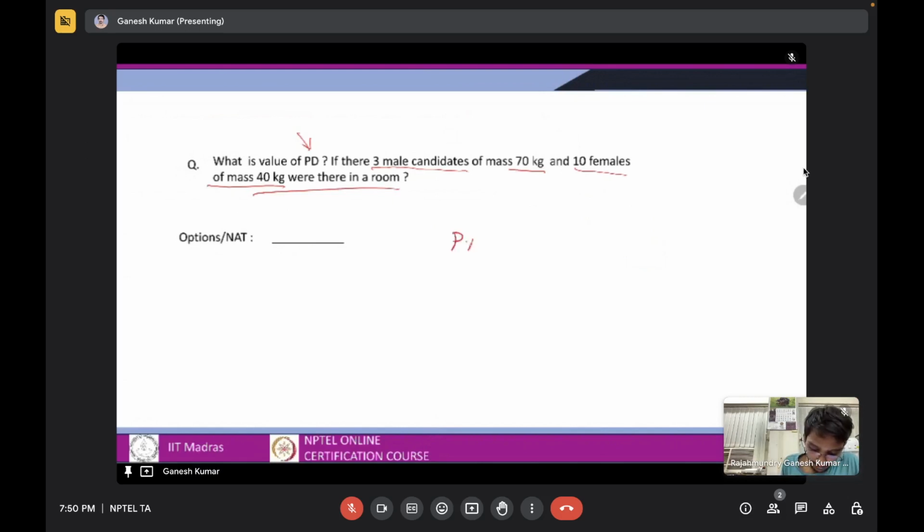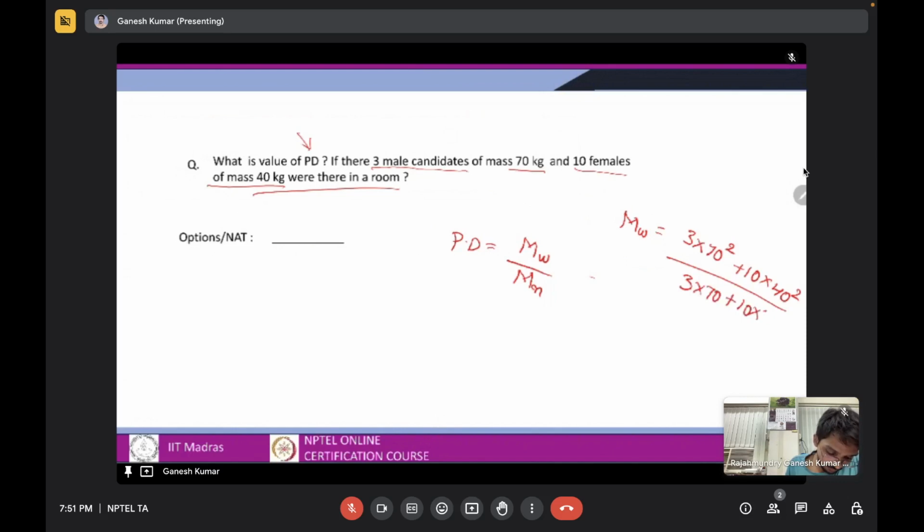We know polydispersity is nothing but the weight average molecular weight to the number average molecular weight. So if you do that, the weight average molecular weight is equal to 3 into 70 square plus 10 into 40 square, divided by 3 into 70 plus 10 into 40. Of course this is male and this is female. That's the weight average molecular weight. And coming to the number average molecular weight, that is 3 into 70 plus 10 into 40 divided by 13.